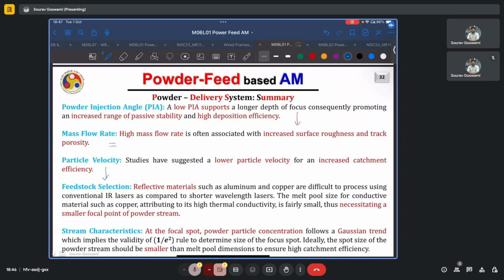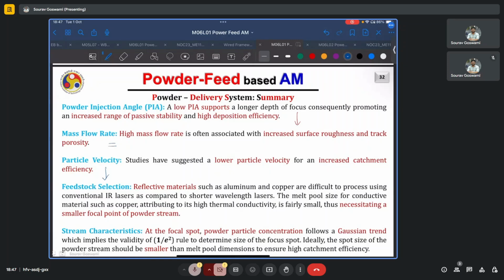For feedstock selection, reflective materials such as aluminum and copper are difficult to process using conventional IR lasers as compared to shorter wavelength lasers. Also, typically you would have heard that for deposition of copper, these days blue lasers are preferred. The melt pool size for conductive materials such as copper, because of the very high thermal conductivity, is fairly small, thus necessitating a smaller focal point of powder streams.